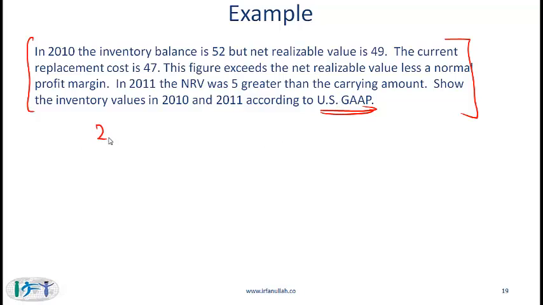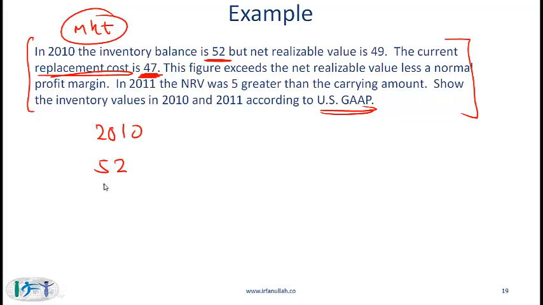So in 2010, we initially had our inventory at 52, NRV is 49, and current replacement cost is 47. Replacement cost and market price or market value are used interchangeably. According to US GAAP, we need to write down to the market value. So we write down to 47. This figure exceeds the net realizable value less a normal profit margin. Now remember, I told you that this number that we write down to, the market value, has to fall within a certain range. That range is NRV and NRV less a profit margin.